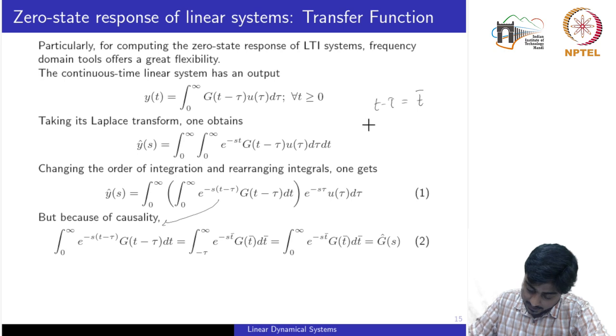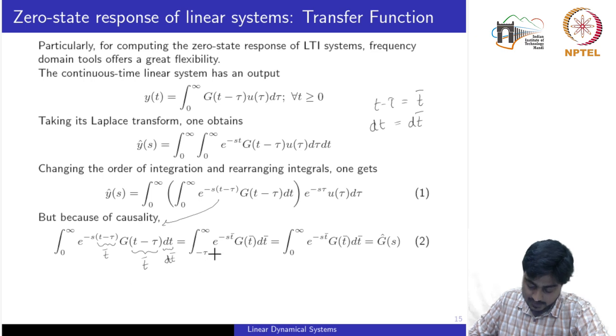Now this dt, if we take the derivative of this one, it would be dt. Since tau is not a function of capital T, that derivative would be 0, and here we would have dt bar. So dt would be replaced by dt bar, and t minus tau is replaced by t bar. This is what is written in the second expression, in the middle of this row.